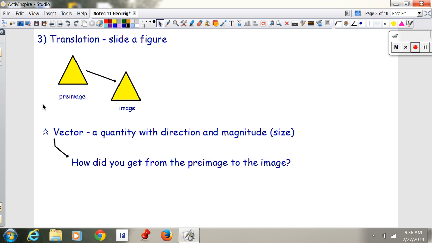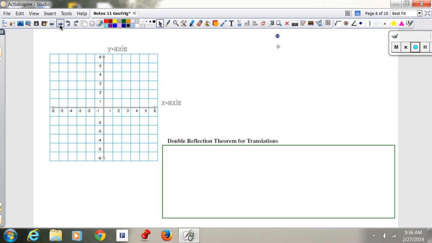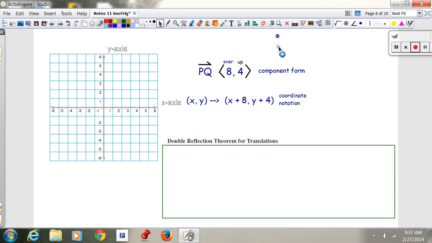Let's look at an example of a translation where we're sliding a point. So first thing we have is a vector from P to Q. Now, this could be from P to P prime if I wanted to. I put P to Q because I just wanted to illustrate what a vector was. And then that's called the component form. What that does is tell you to go over 8 and up 4. The coordinate form tells you that you need to add 8 to the x number and you need to add 4 to the y number. That's what the coordinate form is telling you.